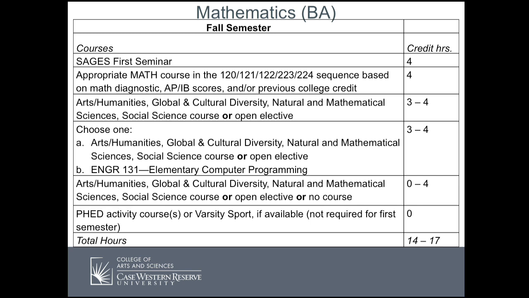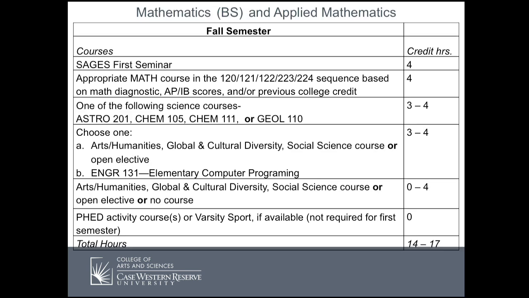For example, if you were going to do a BA in mathematics, that would be your first semester fall schedule: a SAGES class, a math class, humanities, maybe Engineering 131, a cultural diversity course, a natural and mathematical science course, and phys ed, somewhere between 14 and 17 hours. Whereas if you were doing a BS in applied math, it's basically the same: SAGES, math, probably a science sequence, either chemistry, geology, something like that, and again humanities, global cultural diversity, social science, and phys ed.